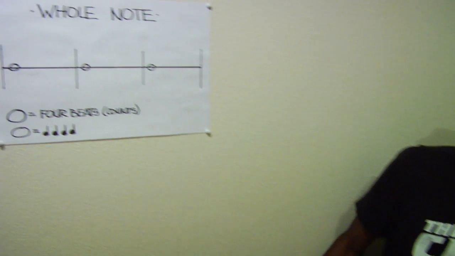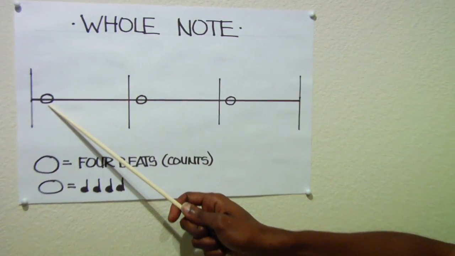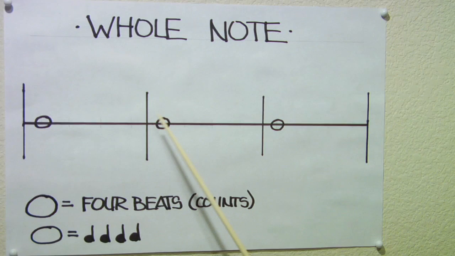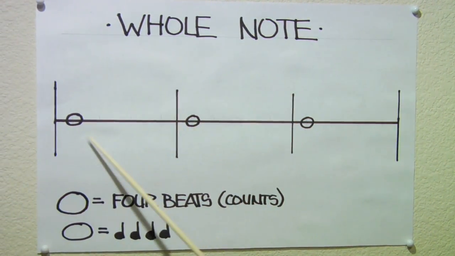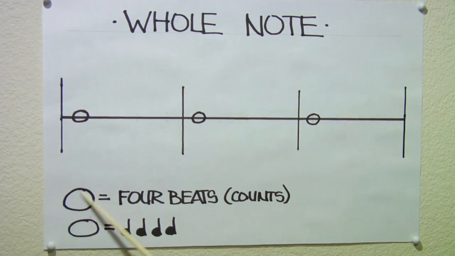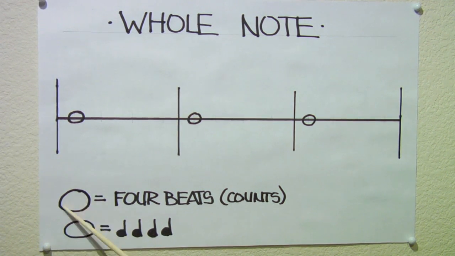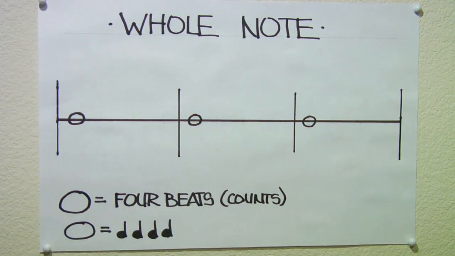And to show you how it works in relation to our measure, you see here, at the beginning of each measure, we have our whole note. And this is the whole note here. It's really just a circle, an open circle, okay? And it gets 4 beats or 4 counts, and it's equal to 4 quarter notes, okay?